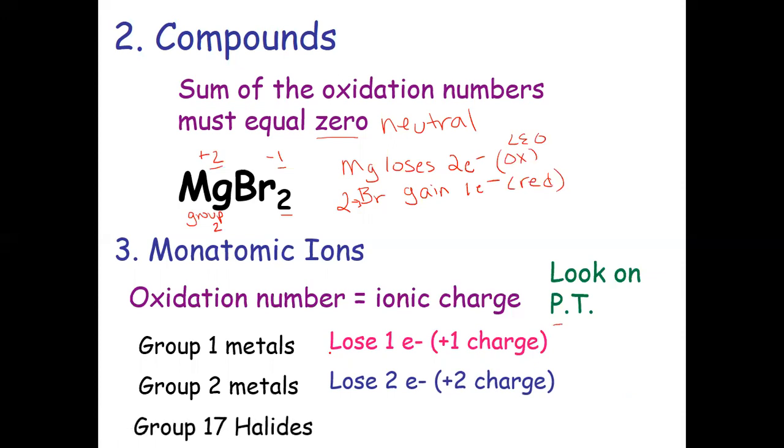Now our group 17, our halides, are going to be most of the time -1. So I'm just going to write down here, mostly -1 if they're listed, and most obviously if they're listed last in a compound. If it's in the middle of a compound, then we're going to have to use a little bit of math to figure that out, which we're going to get into very shortly.